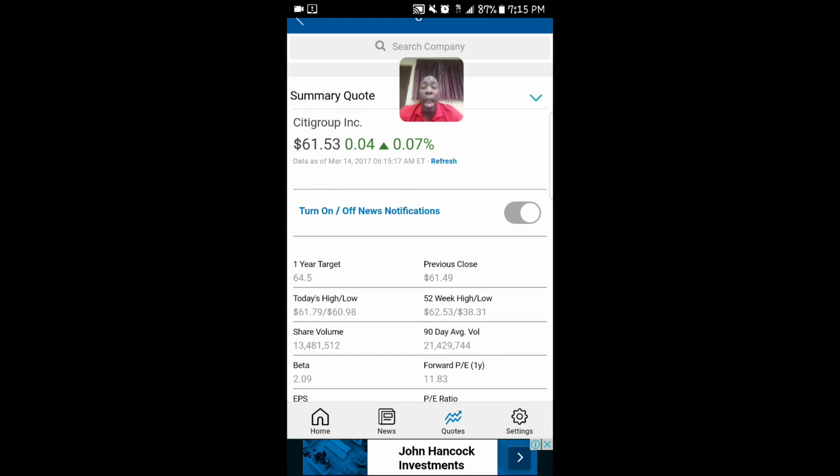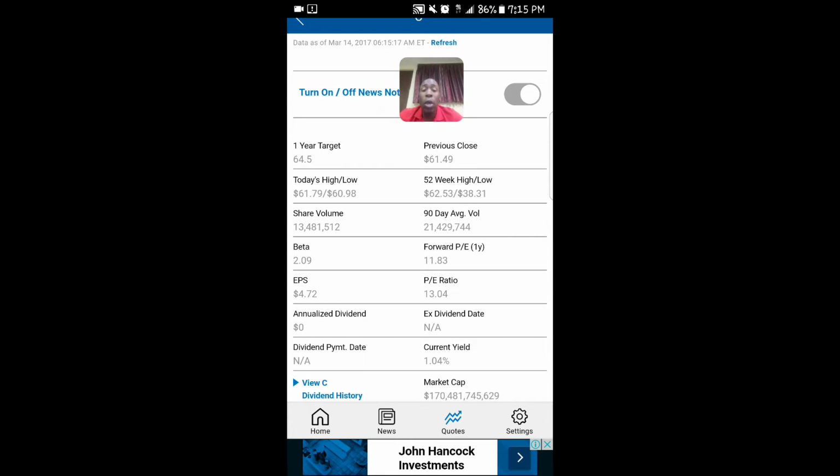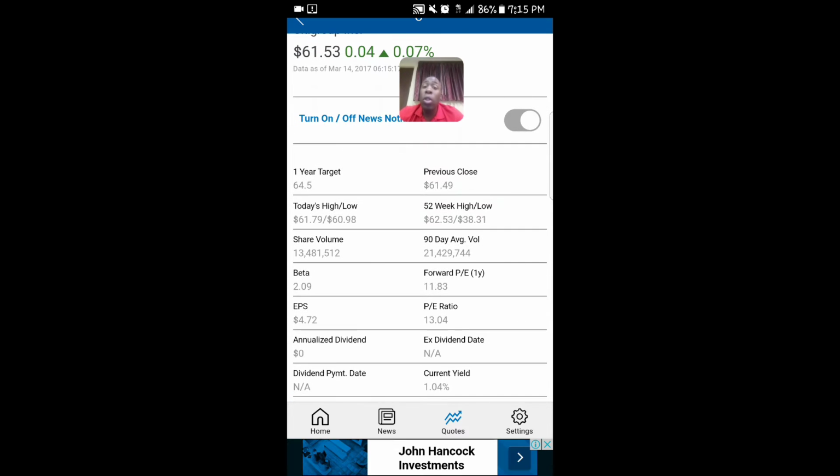It tells you how it performed that day, what it closed at, which is $61.53. It tells you the 1 year target. It tells you today's high and lows. It gives you the year's high and low. The low of this year in 52 weeks is $38.31, and it's doubled in a year. Think about this. And individual stocks are a little more risky than your ETFs, mutual funds, and index funds. Okay, it just depends though.